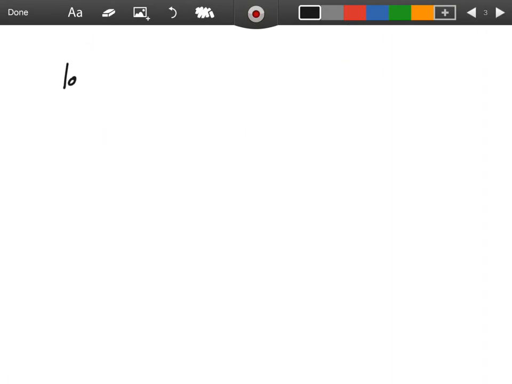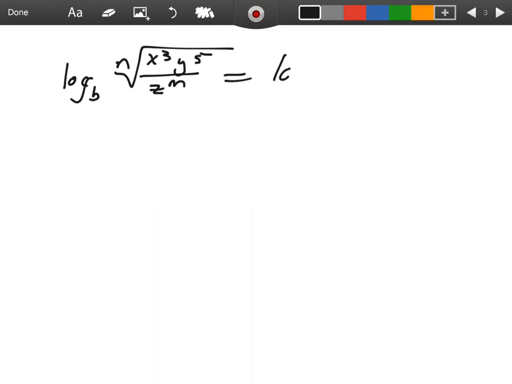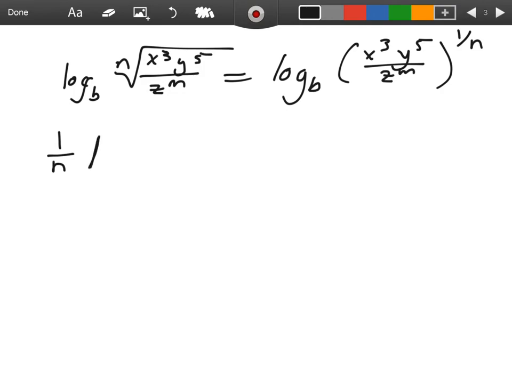Okay, let's do a big one here. Let's say we have log base b of the nth root of x to the third, y to the fifth, over z to the m. So first off, I can write nth root as an exponent using one of my exponent properties, 1 over n. And then I can write that as a lead coefficient.